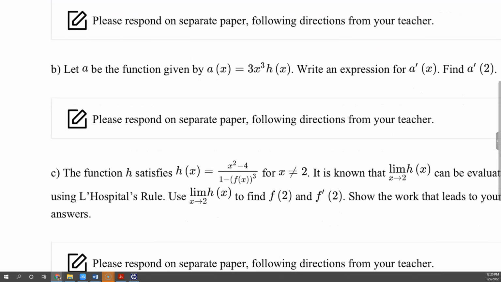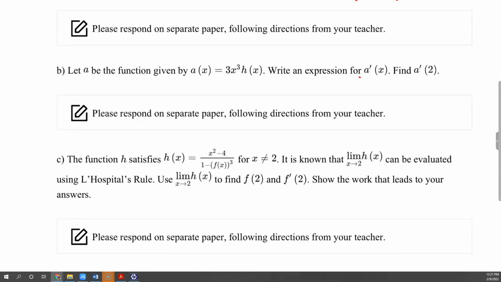Let a be given by the function 3x to the third times h of x. Write an expression for a prime, and find a prime of 2. This is so fun. If I have to take the derivative of this, what rule do I have to use? Product rule. Let's go, product rule. 3x to the third is a function, h of x is a function. I don't know what function it is, but it's a function. So let's try to write this out.